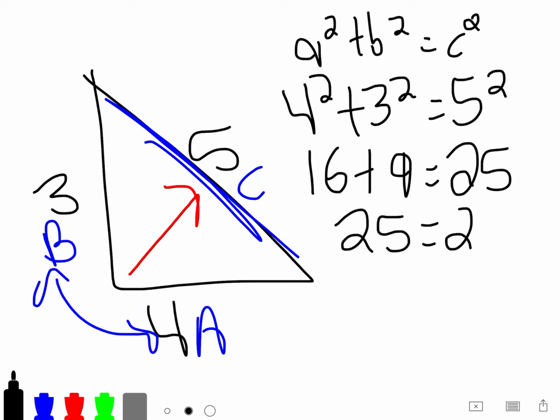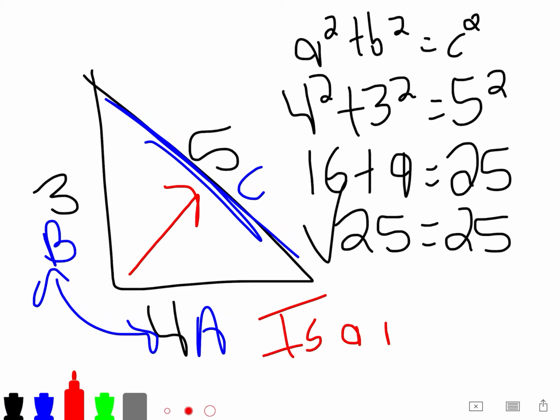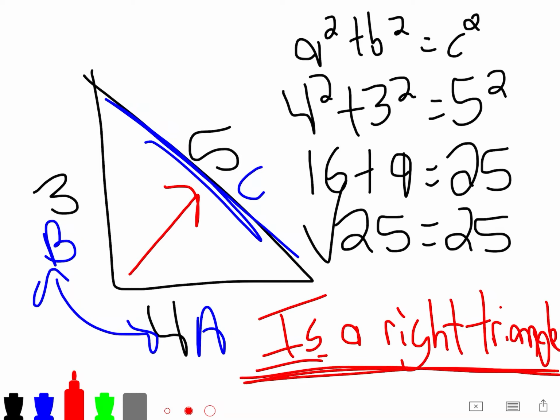25 equals 25. That is true. So this is a right angle. It is a right triangle.